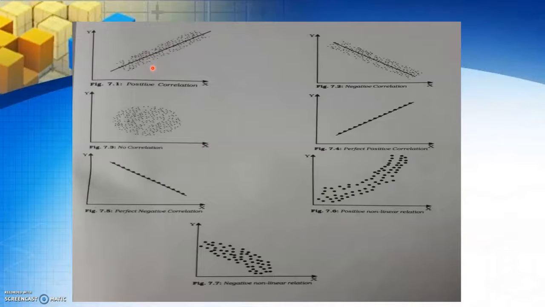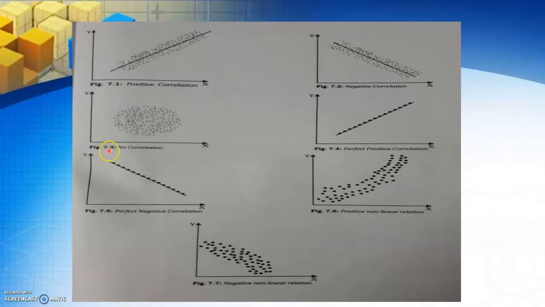Then in figure 7.2, the points are scattered around a downward sloping line. This time, the variables move in opposite directions. When x rises, y falls and vice versa. This is a negative correlation.